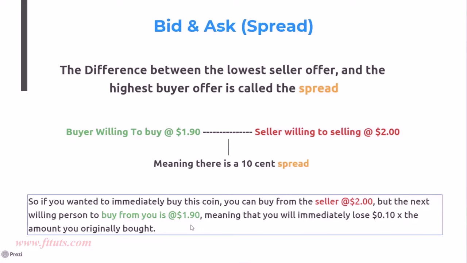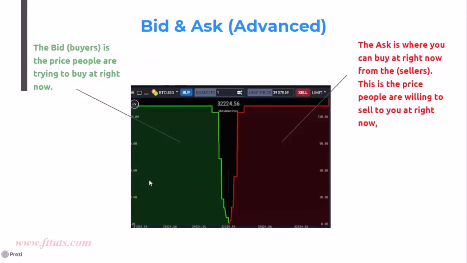If the spread is huge, that's something you have to consider when you're dealing with volume, liquidity, and the spread, taking trades on certain asset classes. So if you want to immediately buy this coin, you can buy from the seller at $2, but the next willing person to buy from you is at $1.90, meaning that you're going to lose the spread. I think I just covered that twice, but it's very important.